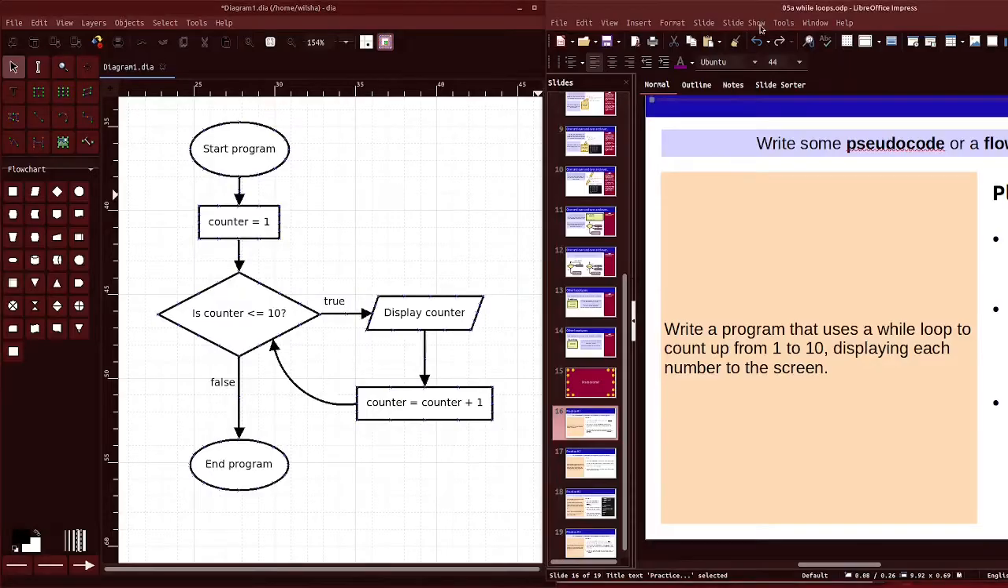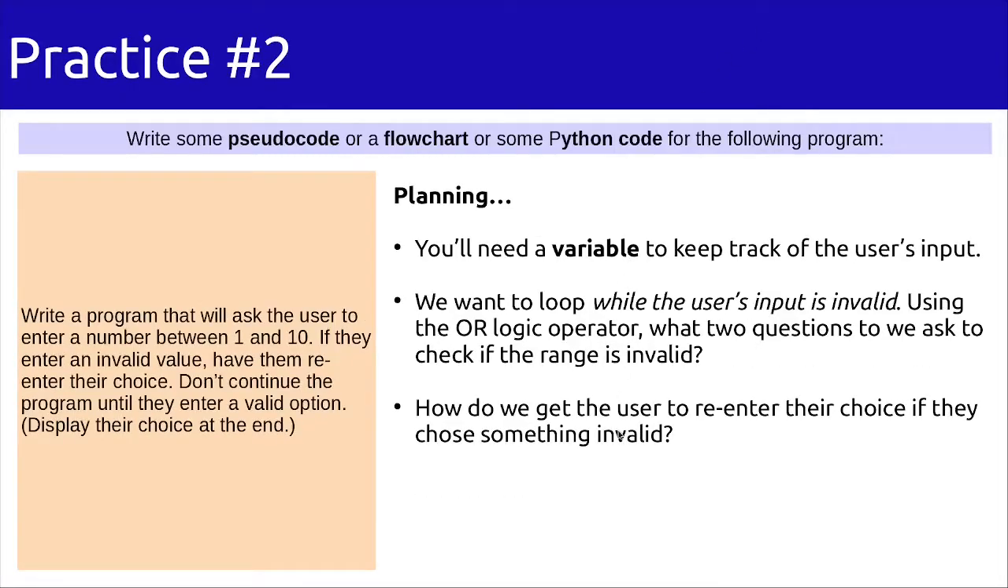Okay, for the next one, write a program that will ask the user to enter a number between 1 and 10. If they enter an invalid number, have them re-enter their choice. Don't continue the program until they enter a valid option. Display their choice at the end.